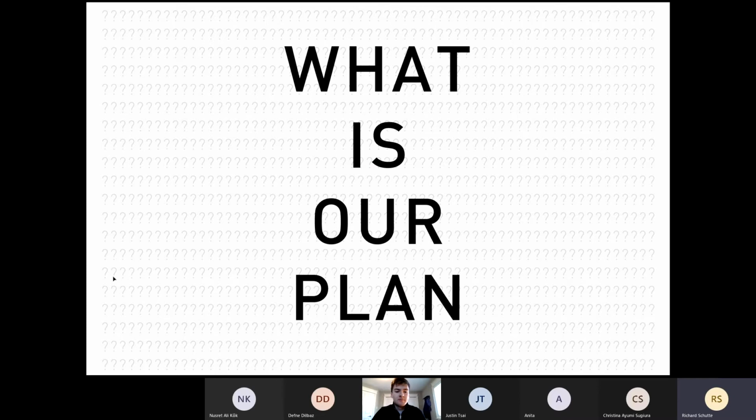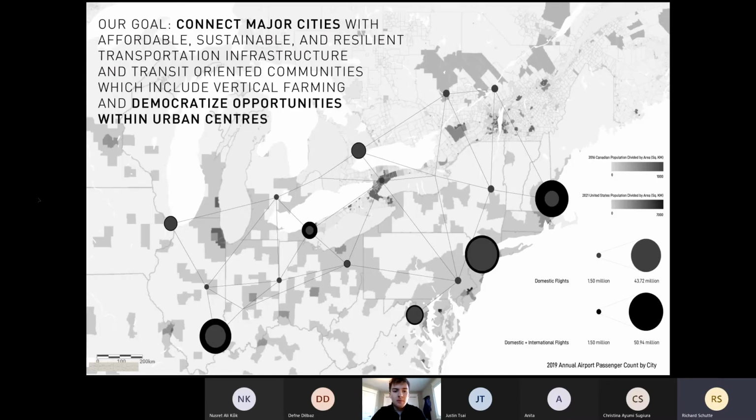So, what is our plan? Our goal is to connect major cities with affordable, sustainable, and resilient transportation infrastructure and transit-oriented communities, which include vertical farming, and democratize opportunities within urban centers. We want people to be able to access the jobs and education that are within high-cost urban areas without having to live there.